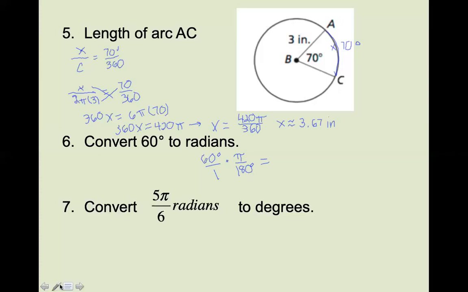So if I do that, this is like over 1, I get 60 pi over 180, or I can cross cancel. I'm going to switch some pens here so you can see what I'm doing. All right, so I know that 60 goes into 60 one time, and I know 60 goes into 180 3 times. So 60 degrees turns out to be pi over 3 radians.